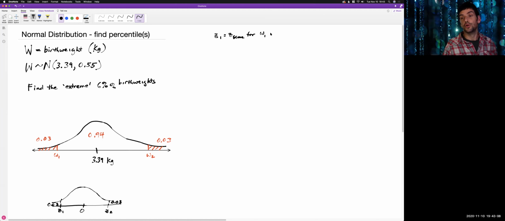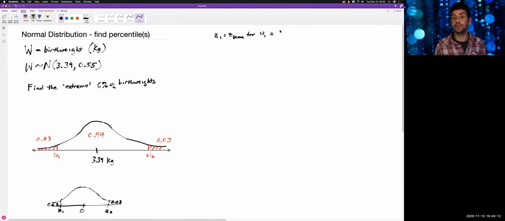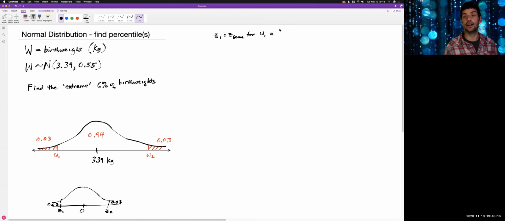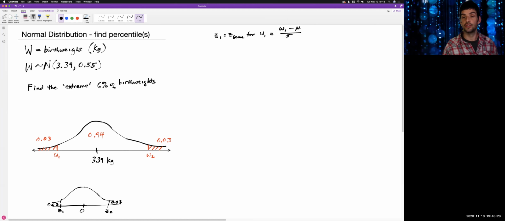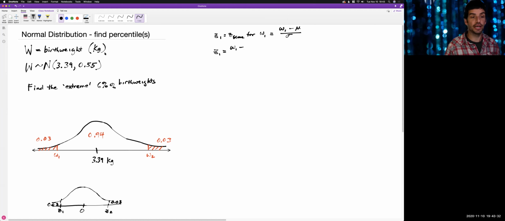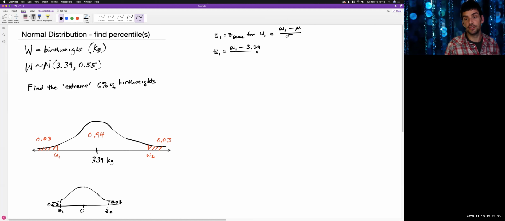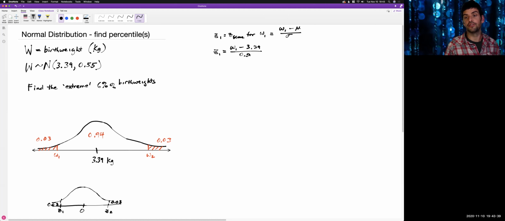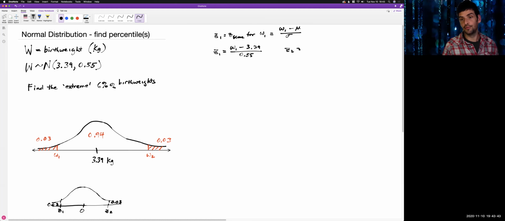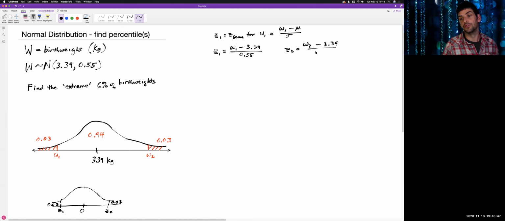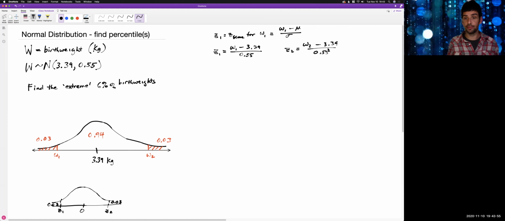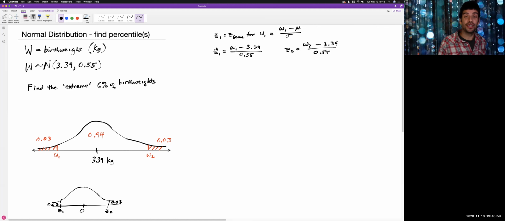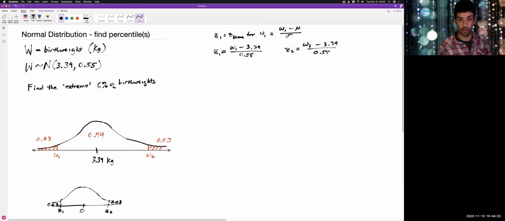For W1, let's just write down the formula. How do we compute the z-score? Well, we take our data point, we subtract the mean, and we divide by the standard deviation, right? In other words, Z1 is equal to W1 minus the mean of 3.39 over 0.55. And similarly, Z2 is going to be equal to W2 minus 3.39 over 0.55. Now, this is not how we're going to find Z1 and Z2. We're going to find them with a normal distribution calculator because we don't have W1 and W2. But once we find Z1 and Z2, we can then go backwards to get W1 and W2.